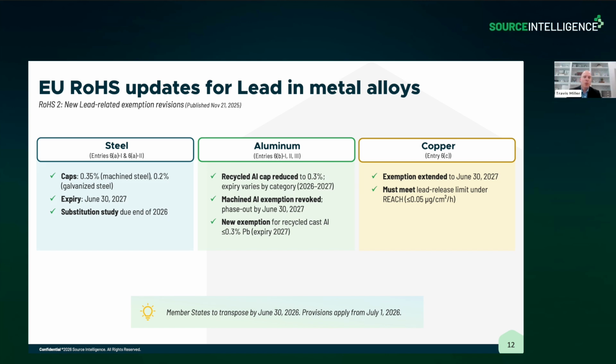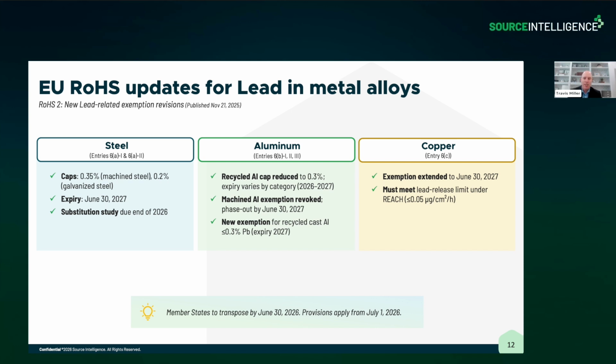This is also true for what's happening in the RoHS regulation and all of the updates that are currently taking place for lead in metal alloys. So lead is a ubiquitous substance, something that finds its way into multiple different materials, and it's really, really good for what it does. It also happens to be highly toxic and something that Europe has sought to phase out since at least 2006.